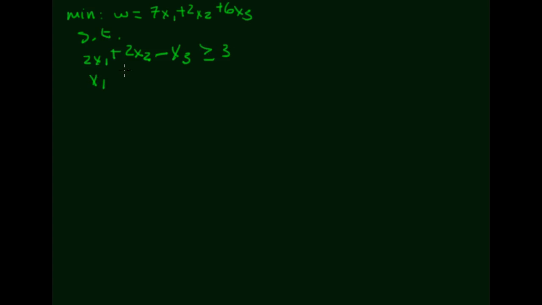Okay, so let's try to minimize W equals 7x1 plus 2x2 plus 6x3 subject to 2x1 plus 2x2 minus x3 is greater than or equal to 3, x1 plus 3x2 plus 5x3 is greater than or equal to 1, 5x1 plus x2 plus 2x3 is greater than or equal to 2, all positive.